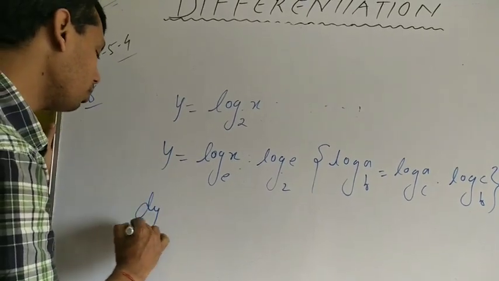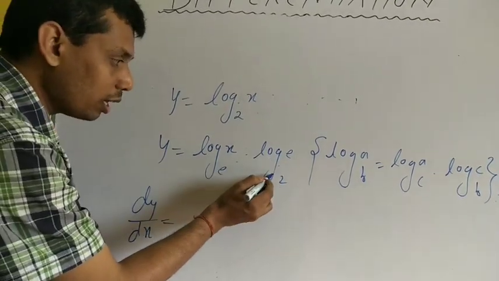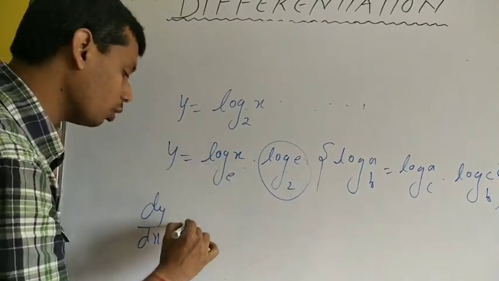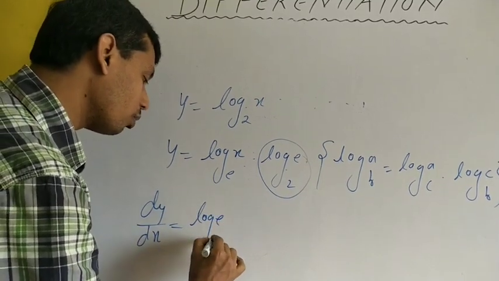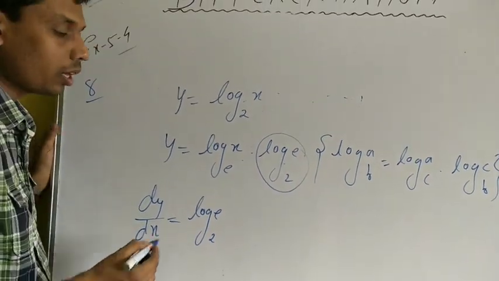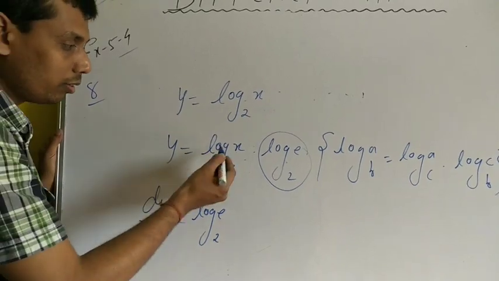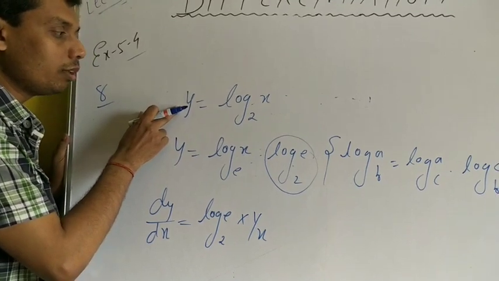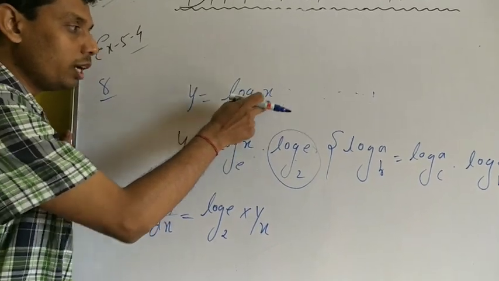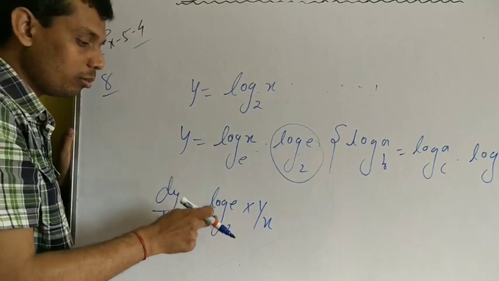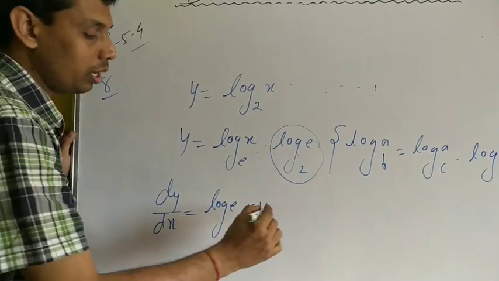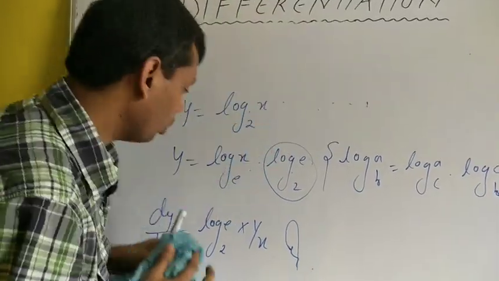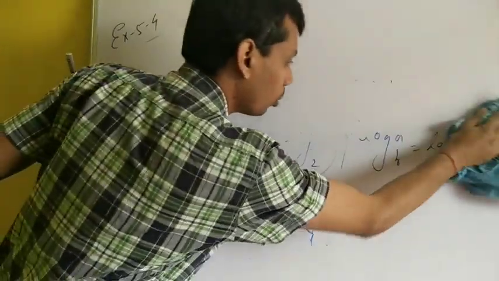Now if we differentiate, dy by dx, this log e base 2 is completely constant, and for the differentiation of a constant into a function, we just take out the constant from the operator and differentiate the function. The differentiation of log x is 1 by x. So if the question asks to differentiate y equals log x base 2, its differentiation will be log e base 2 into 1 by x. That is how we differentiate. This is the required answer.